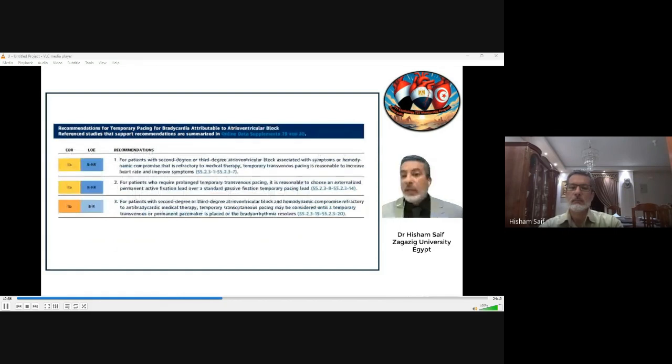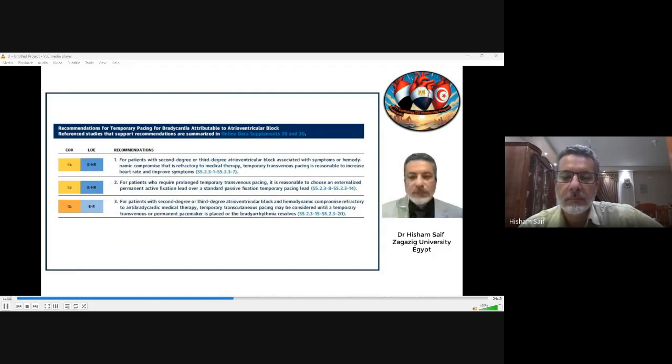In the recommendations concerning temporary pacing for atrioventricular nodal block, there are no class 3 recommendations observed. However, it is noted that temporary pacemaker implantation is recommended for patients experiencing symptoms or exhibiting hemodynamic compromise. This underscores the importance of pacing intervention for individuals with significant clinical manifestations or compromised hemodynamics, not for stable patients.